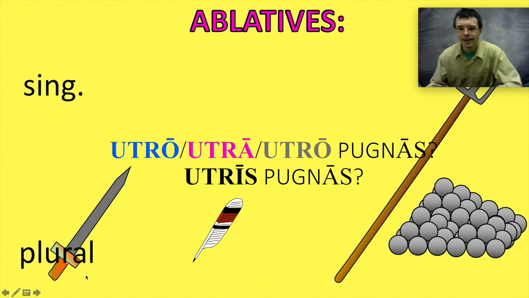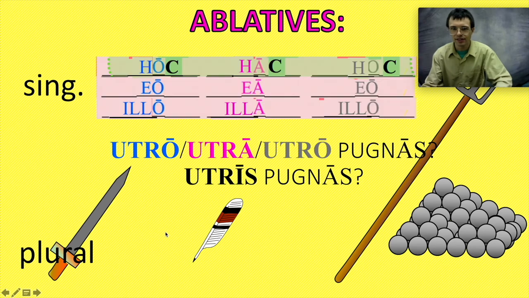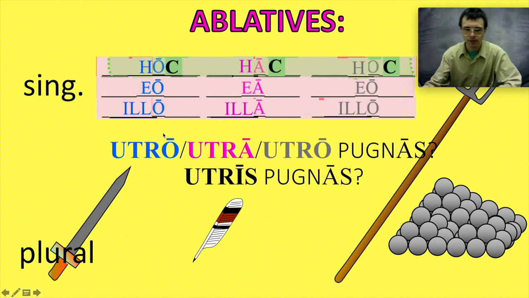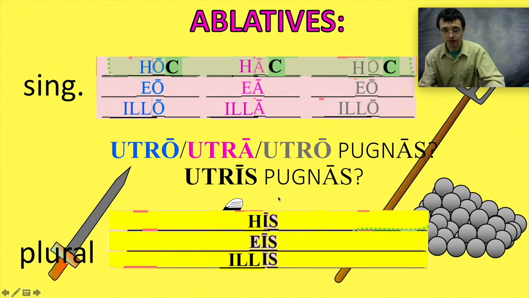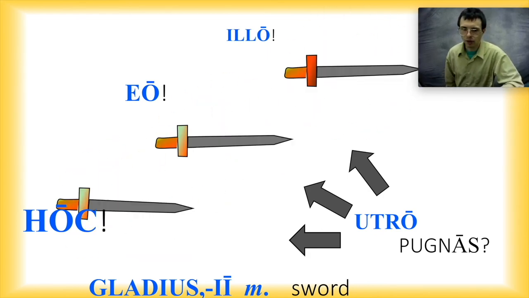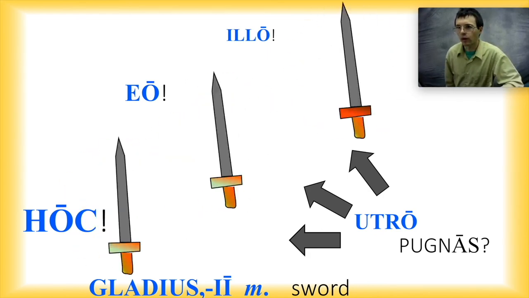Good. Now on to the ablatives. If I ask utro pugnas, you can respond hoc, eo, or illo. If I ask utra habes, you can respond hac, ea, or illa. And the neuters are the same as the masculines. In the plurals, it doesn't matter gender. You just respond his, eis, or illis. Okay, so if I ask utro pugnas, you can respond hoc, eo, or illo.